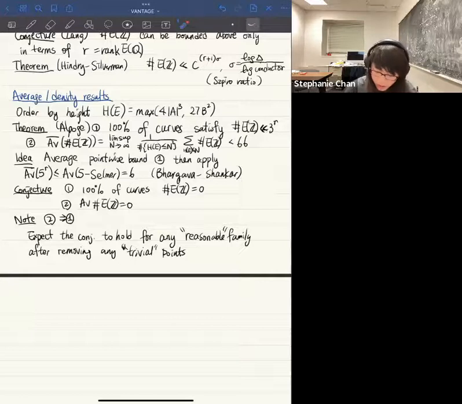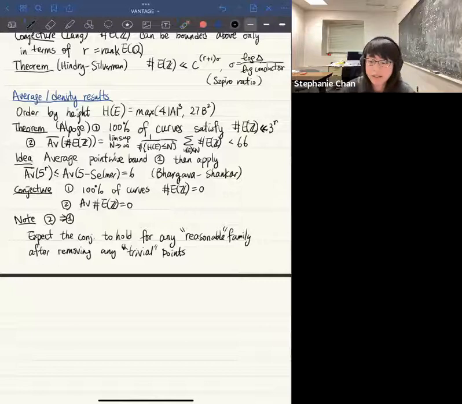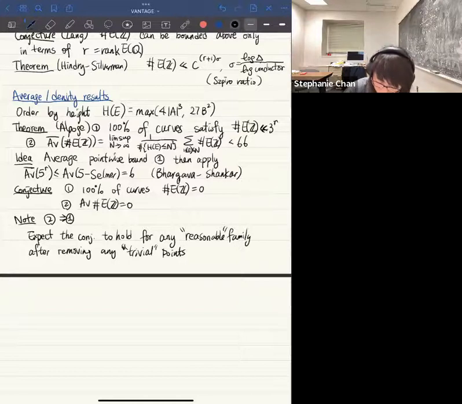Okay, so before I move on to some specific families that I've looked at, for example the quadratic twist family, I want to maybe give a related question to motivate why we care about integral points on elliptic curves sometimes. A related open question here.